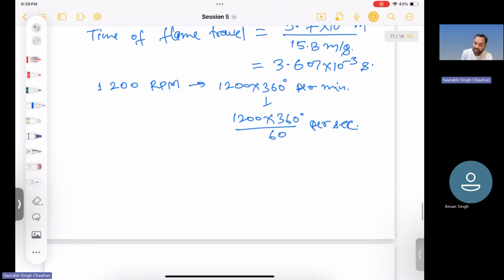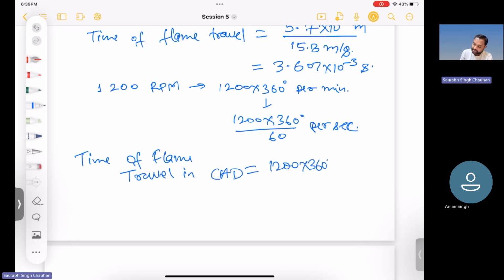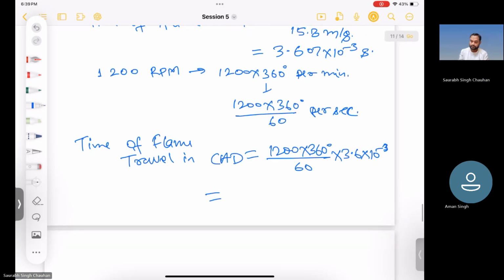And for the time of flame travel, we have the time for flame travel in crank angle degrees. So this will be 1200 times 360 degrees divided by 60, multiplied by 3.6 into 10 to the power minus 3, right? So how much will it be?